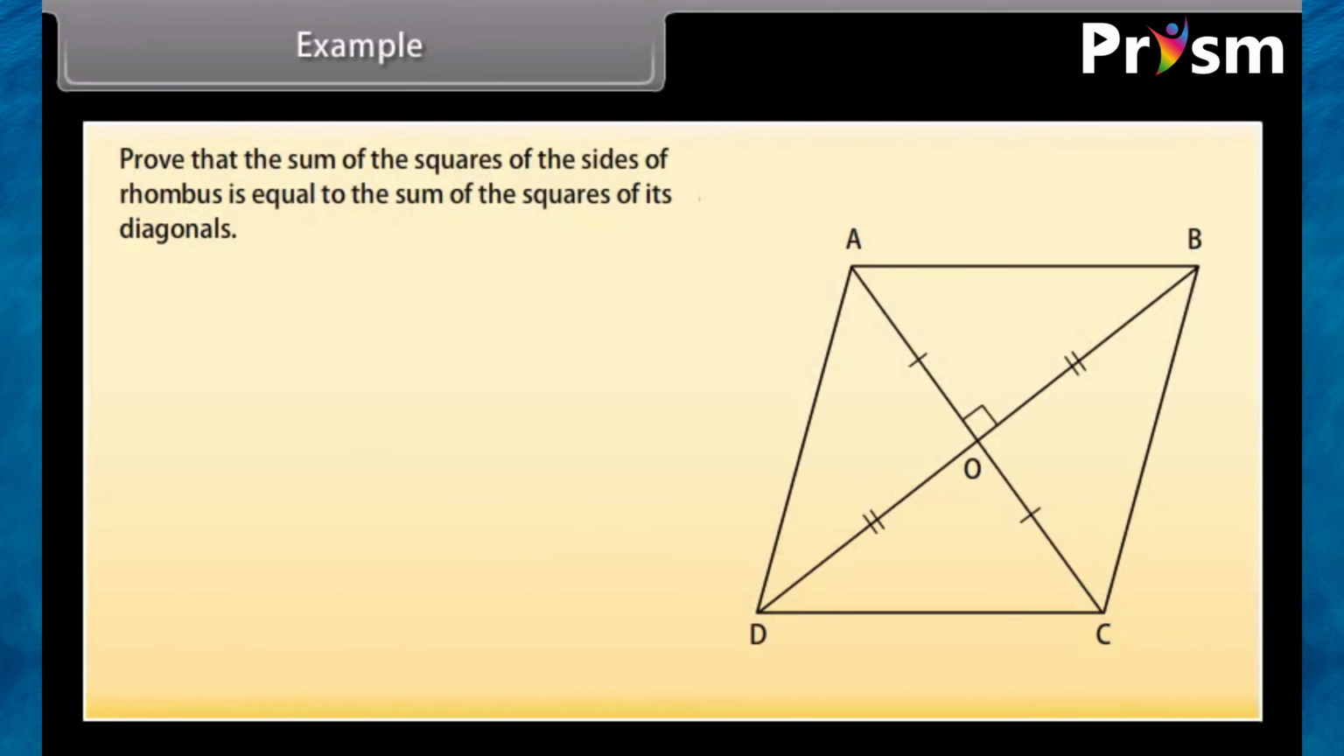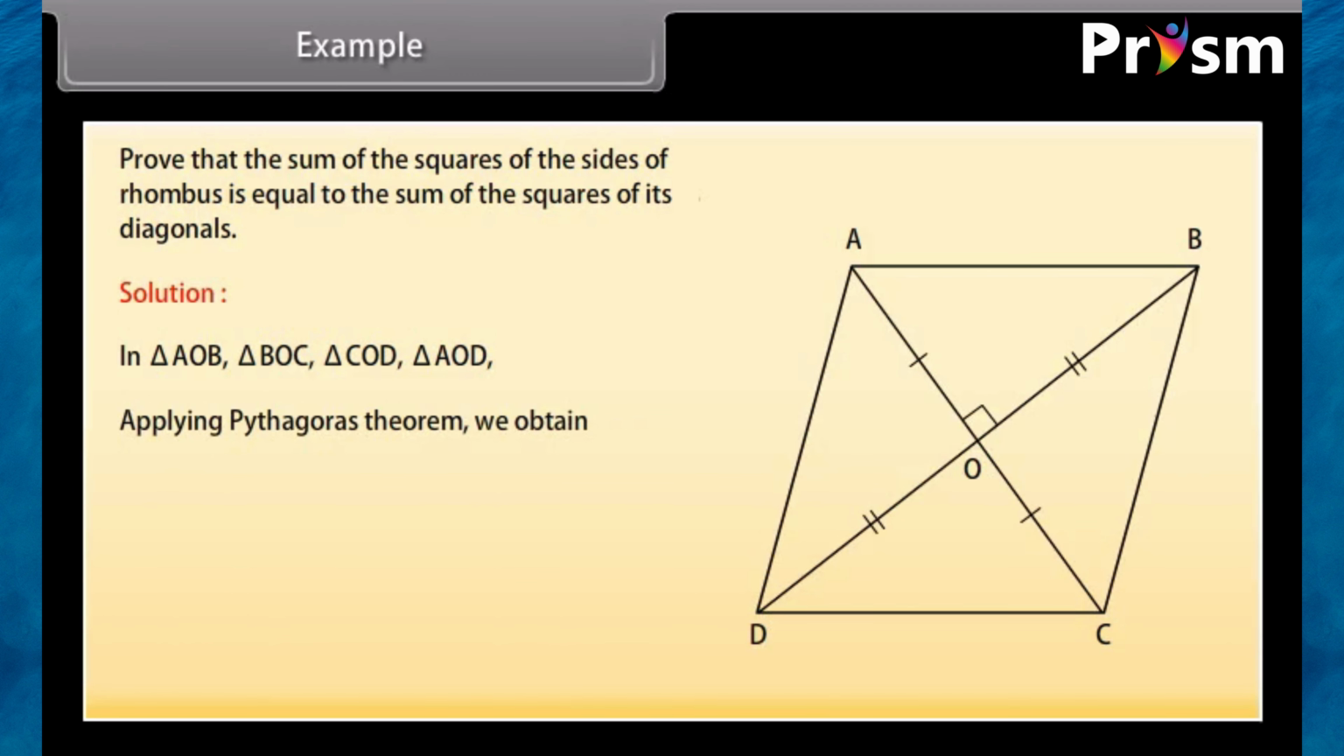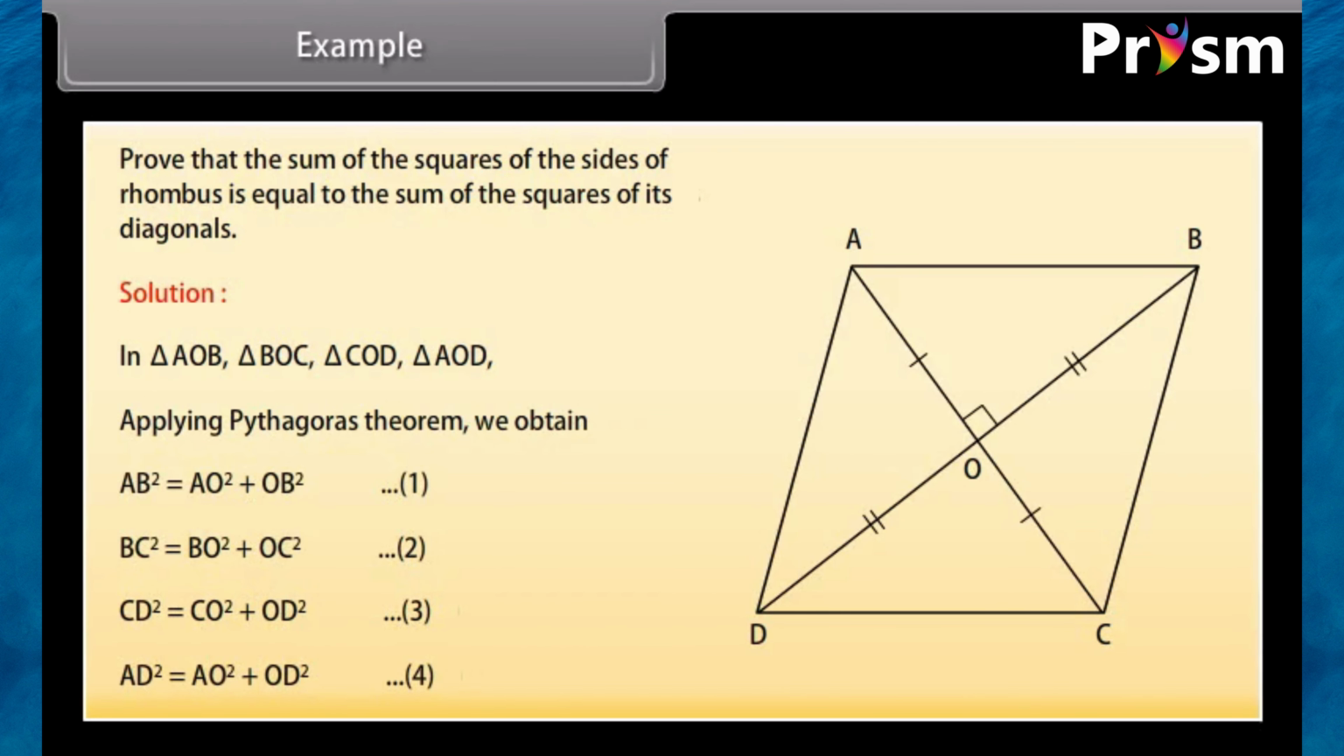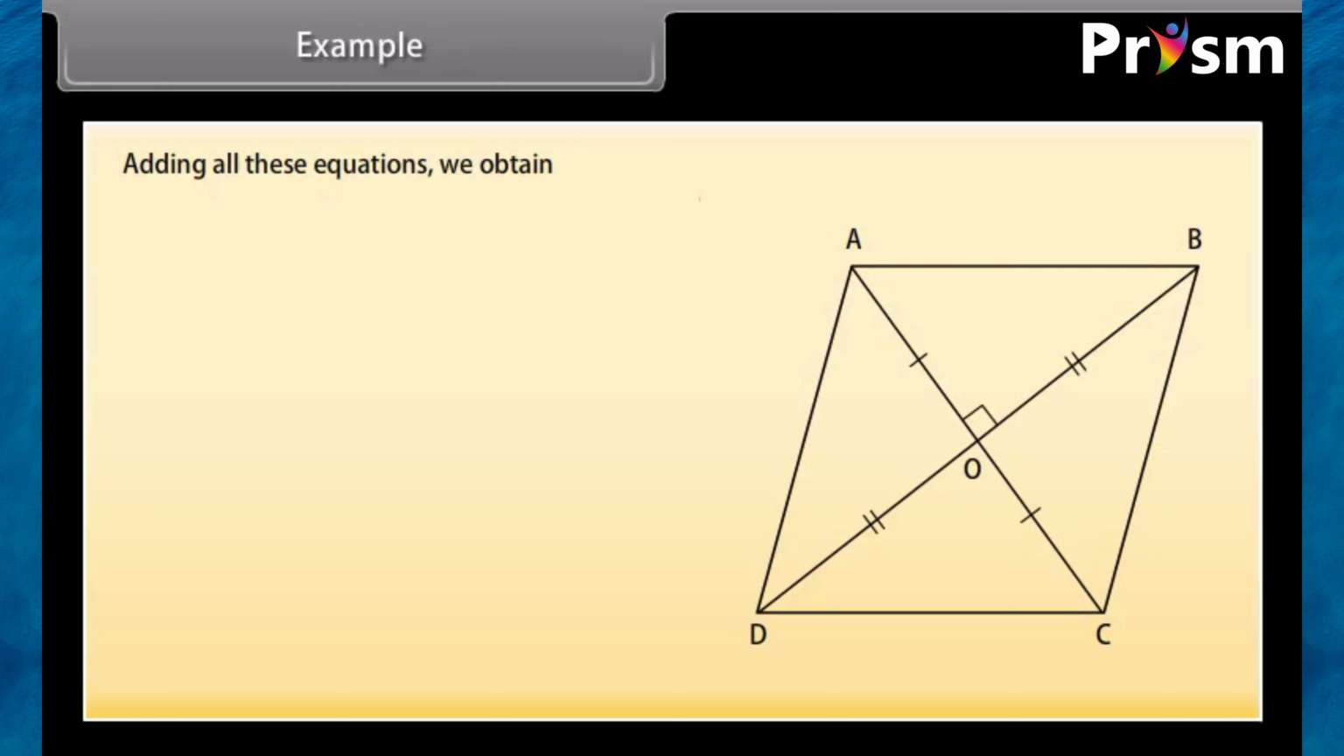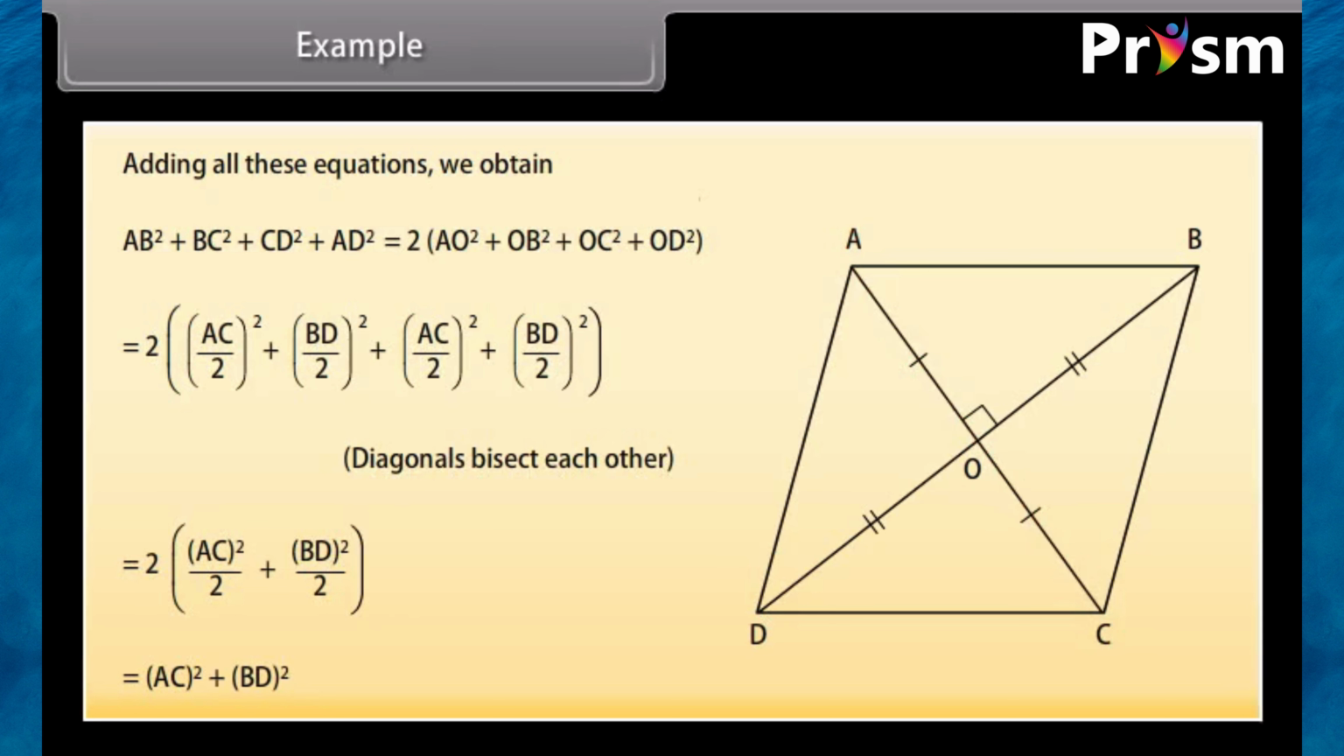Example. Prove that the sum of the squares of the sides of a rhombus is equal to the sum of the squares of its diagonals. Solution. In triangle AOB, triangle BOC, triangle COD, triangle AOD, applying Pythagoras theorem, we obtain these values. By adding all these equations, we obtain AB square plus BC square plus CD square plus AD square equals AC square plus BD square.